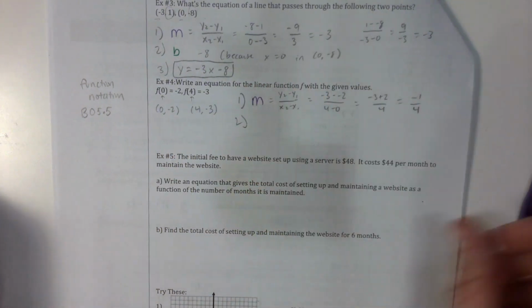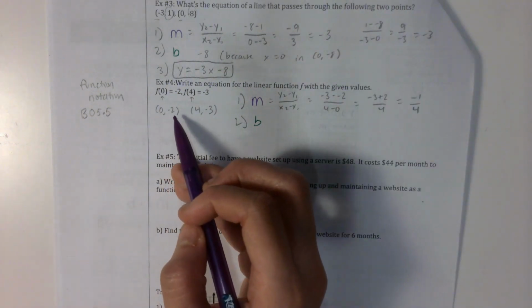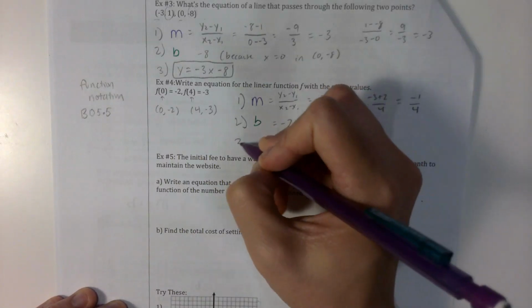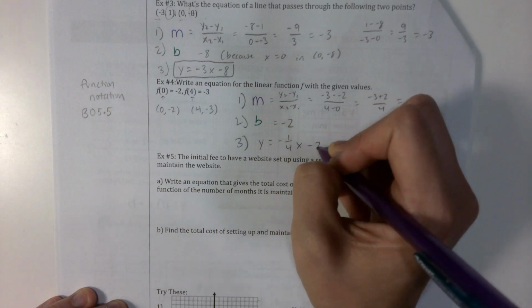2, we need our b. Well, we see here, when x is 0, y is negative 2, so we know that it's negative 2. And then we just put it all together. Y equals negative 1/4 x minus 2.